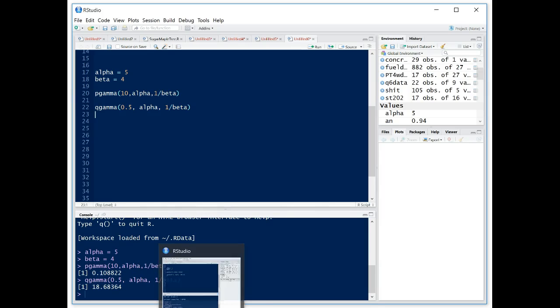So R really helped to cut down on some of the busy work, but we did need to know that we had a gamma distribution with an alpha equal to 5 and beta equal to 4.